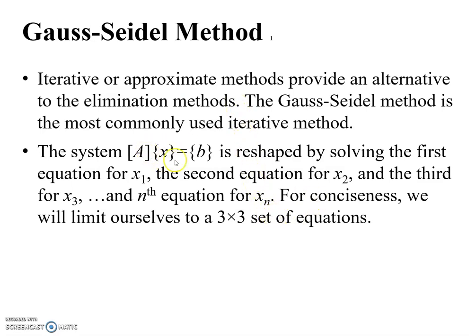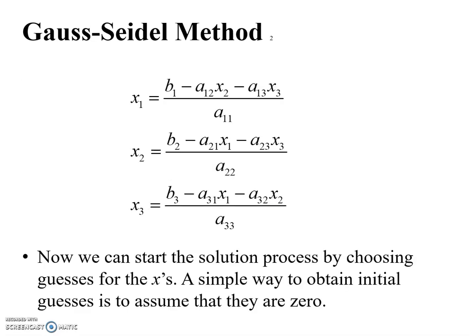The system Ax = b is reshaped by solving the first equation for x1, the second equation for x2, the third for x3, and the nth equation for xn. For conciseness, we will limit ourselves to a 3x3 set of equations. If we have the general equations, something like a11 x1 + a12 x2 + a13 x3 = b1, we can write these equations in terms of x1, x2 and x3 in this format, and then successively compute them. We can start the solution process by choosing guesses for the x values. A simple way to obtain initial guesses is to assume that they are zero.